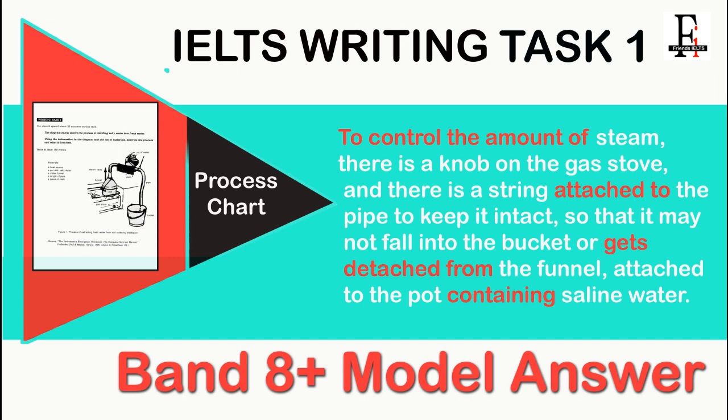Okay, vocabulary chunks: to control the amount of. This is an excellent connector to start a new body paragraph. Attached to, gets detached from, containing, and also one more I would like to mention here, that is knob. Like there is a knob, you need to mention it.